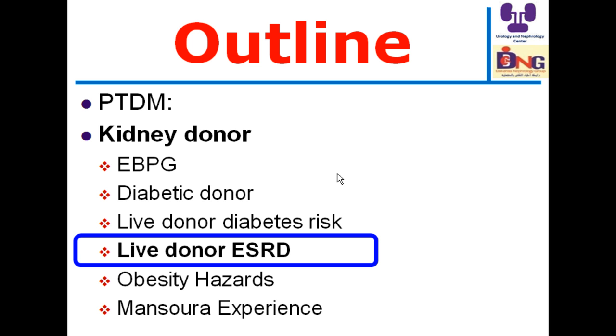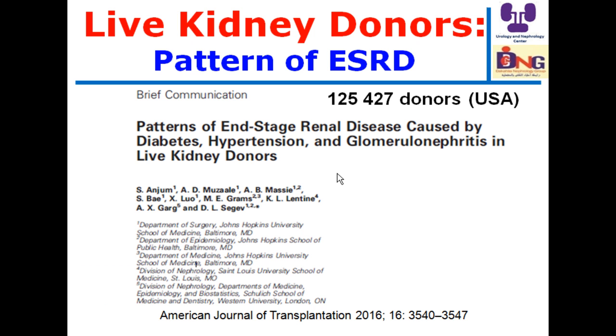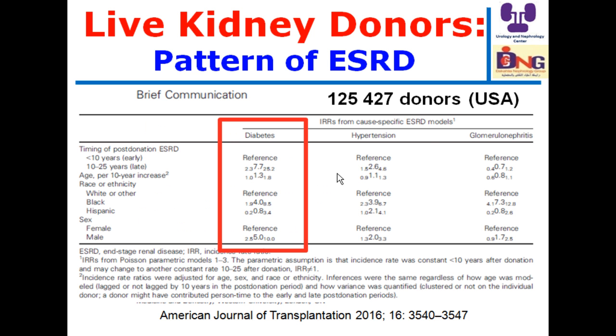What about live donor end-stage kidney disease development? This is one of the studies, including 125,000 donors from the United States, showing the patterns of end-stage kidney disease caused by diabetes, hypertension, and other causes. And here, if we look at the data, the development of diabetes after kidney donation is bad news, because it increases the risk of development of end-stage kidney disease beyond 10 years to 25 years.